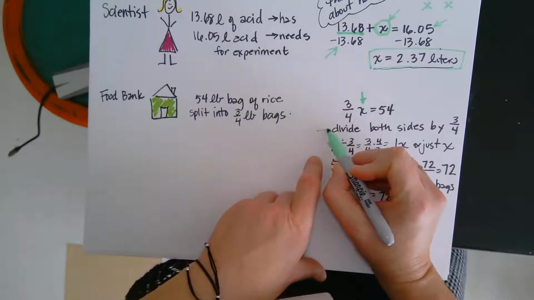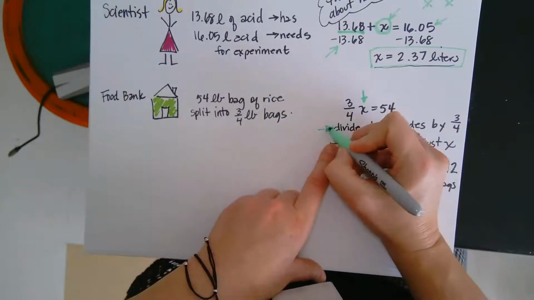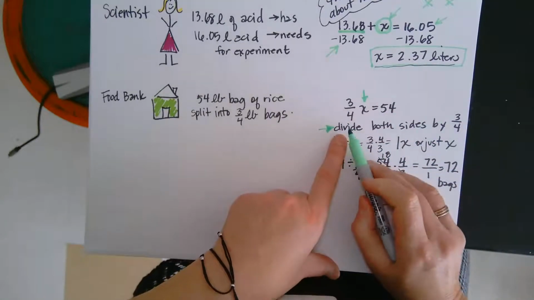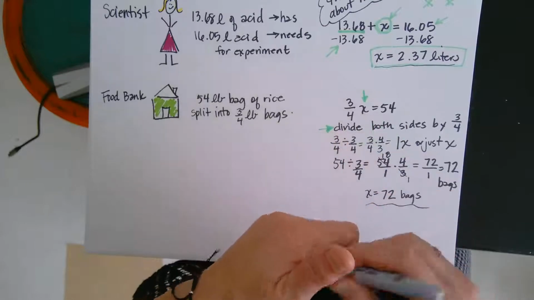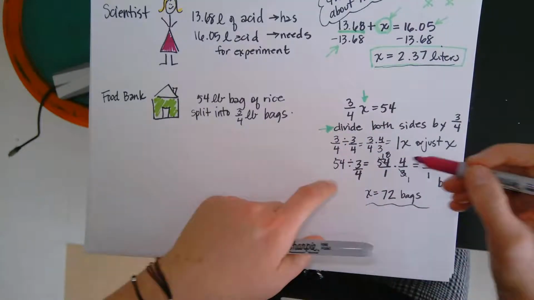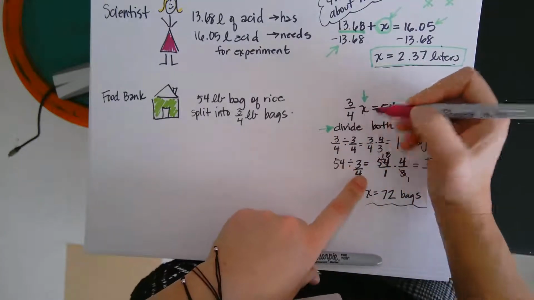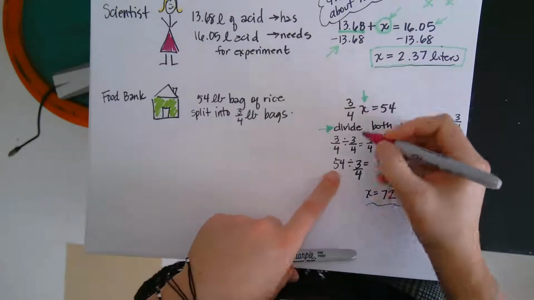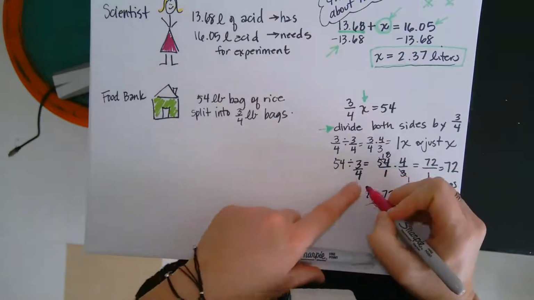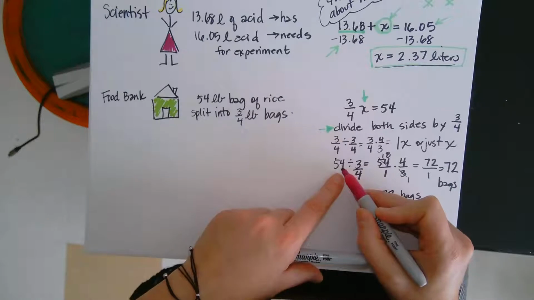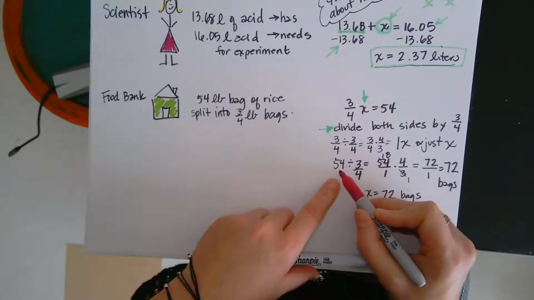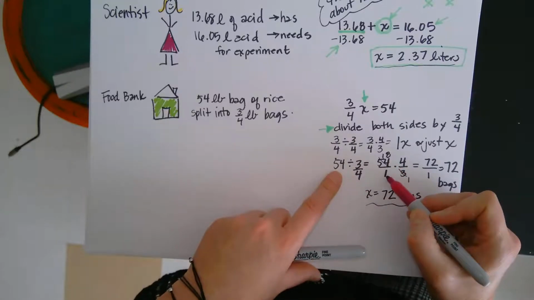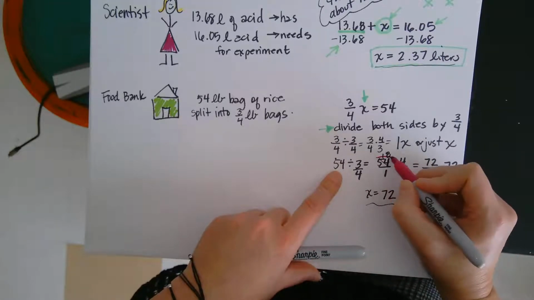And so what I'm going to do here, and this is where it gets a little tricky, so you might want to watch this a couple times, I'm going to divide both sides of this equation by 3/4. And when I divide 3/4 by 3/4, it's gone, right? So now I'm just left with 1x, or just plain old x. But when I divide 54 divided by 3/4, I have to think of 54 as 54 over 1, so it looks like a fraction.